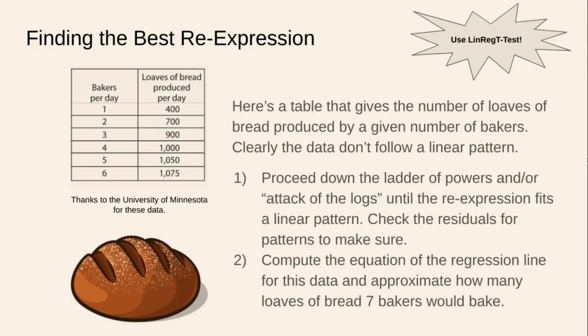So now that we've checked the residuals plot and got at least a more satisfying result than we would have had without the transformation, we're going to go to step 2, which is compute the equation of the regression line. We'll just get that from the calculator for these data and approximate how many loaves of bread 7 bakers would bake. Now you will notice we're finding a result for 7 bakers, and 7 is outside of the interval 1 to 6. So technically this is extrapolation, so we will take our result with a grain of salt.